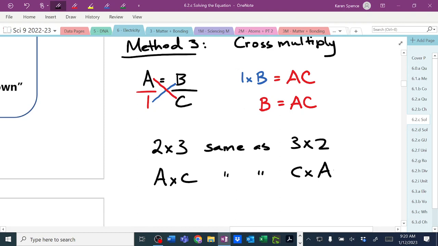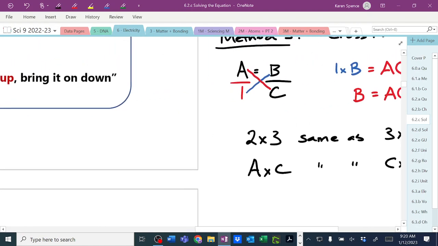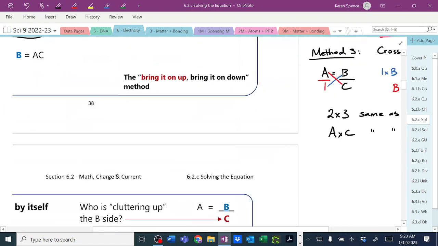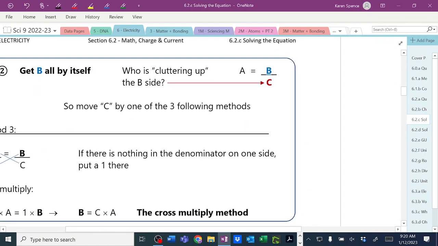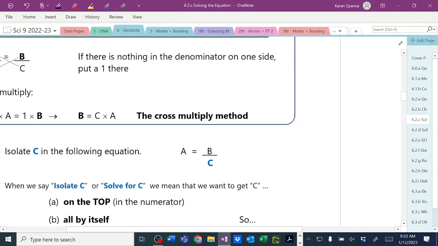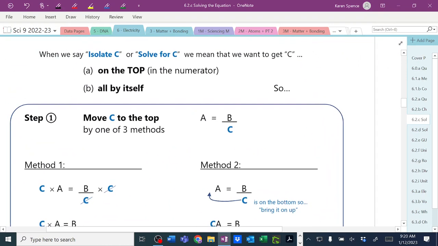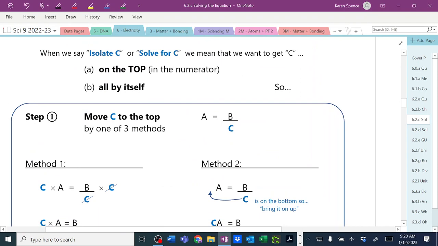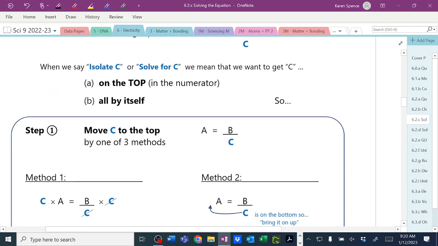Is some of this seeming familiar to you? You've learned some of this before in math class? Okay, excellent. That is kind of the nice one where we're solving for the thing that's on the top. Okay. Now we're going to do, this is on page 39.